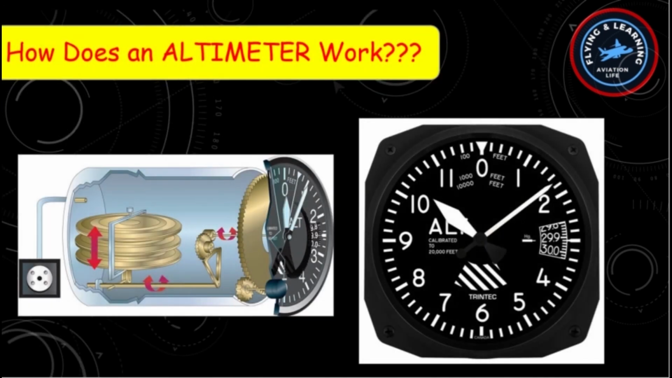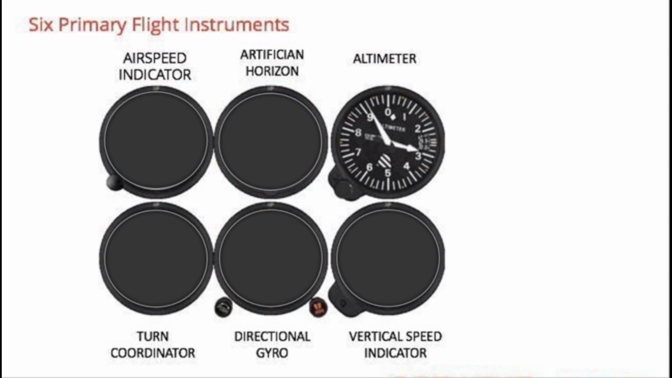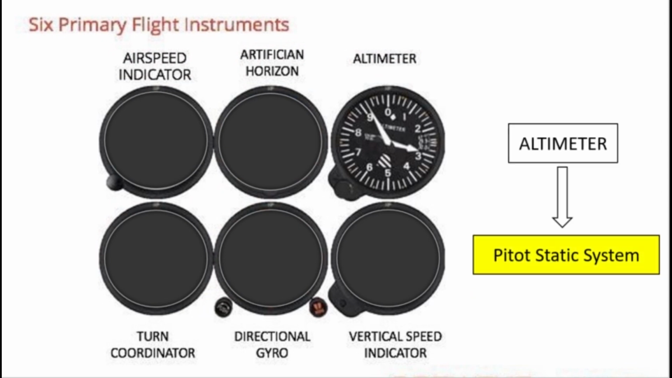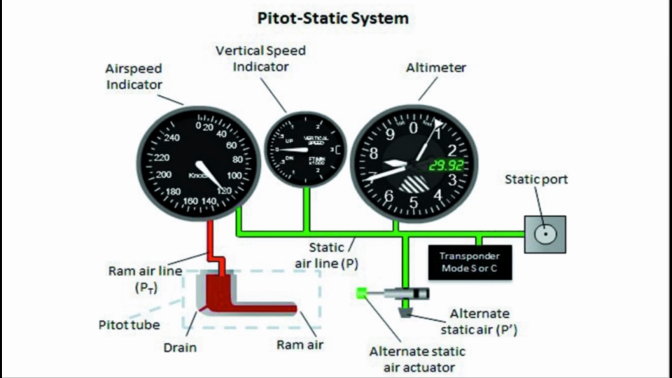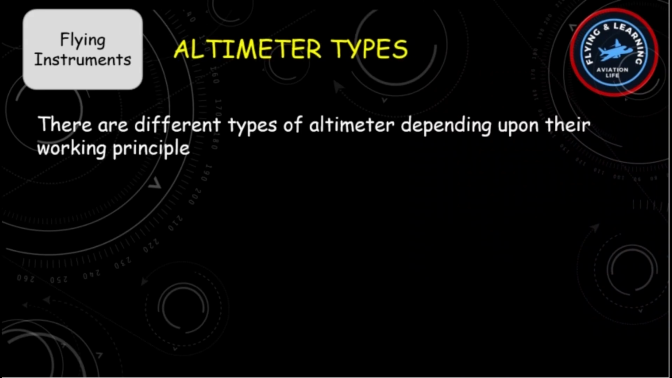Today, we will learn about the basic working principle of an altimeter in detail. Among the six primary flight instruments, the altimeter is one of the basic flight instruments, which is connected to the pitot system, which we already discussed in the previous videos. This is the pictorial depiction of the basic pitot system. As we can see, the altimeter is an instrument which is connected only to the static port. It means that it receives information of static pressure only.